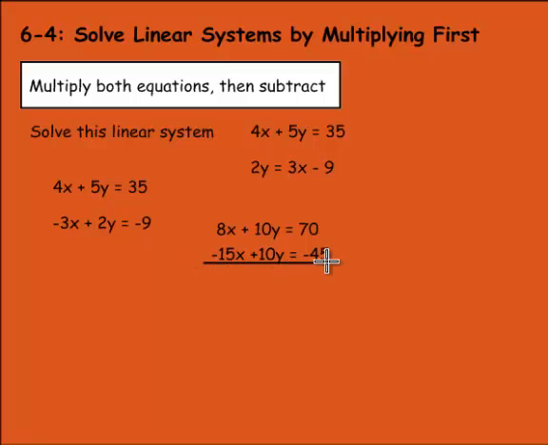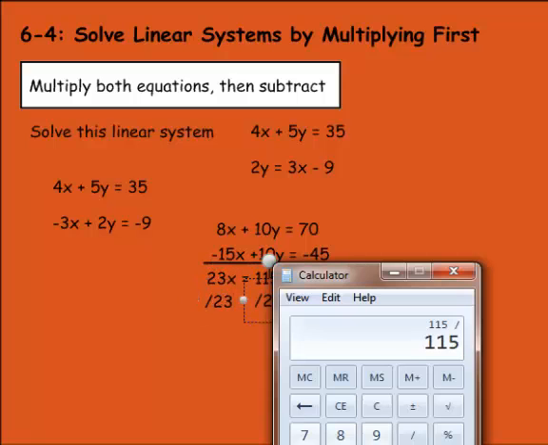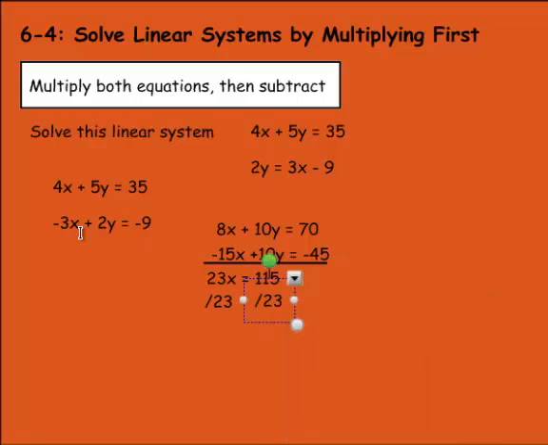So let's subtract. 8 minus negative 15, so it's like adding 15, would be 23x. Then the y's would cancel out because I'm subtracting 10y. And that would equal 70 minus negative 45, which is like adding 45. So that would be 115. Divide both sides by 23. 115 divided by 23 would be 5. So x would equal 5.